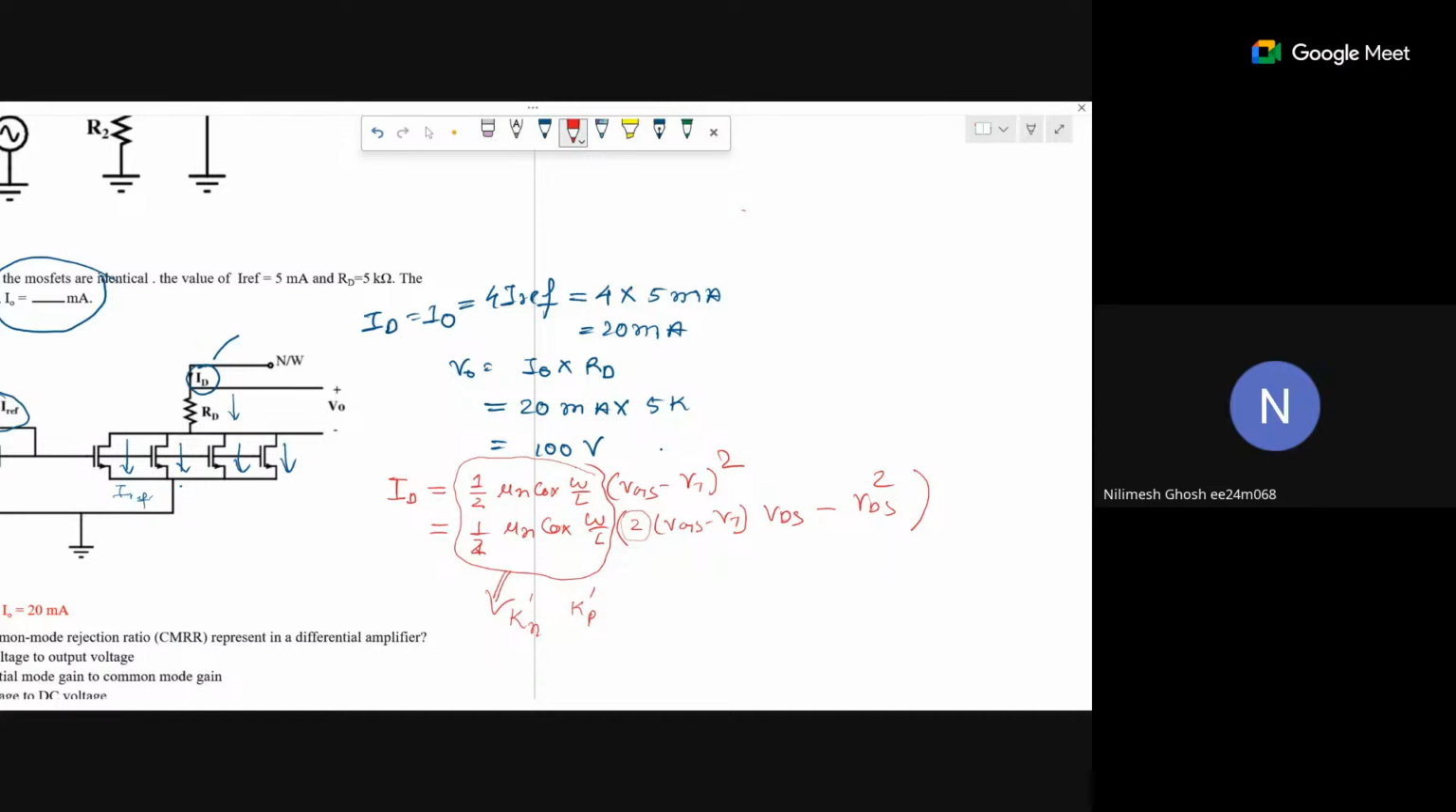Whatever be the changes, what is in our hand? This VGS minus VT, and VDS also. If I apply some drain to source voltage, that is in my hand. If I apply some gate to source voltage, that is in my hand. That will not be specified by the manufacturer. Now this VGS minus VT is called the gate overdrive voltage.